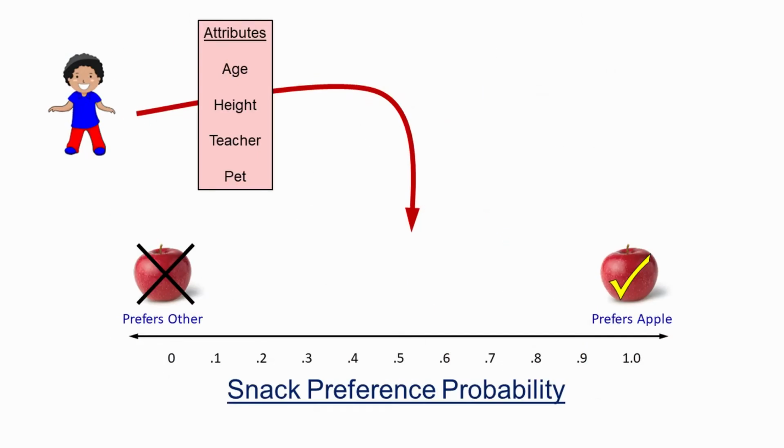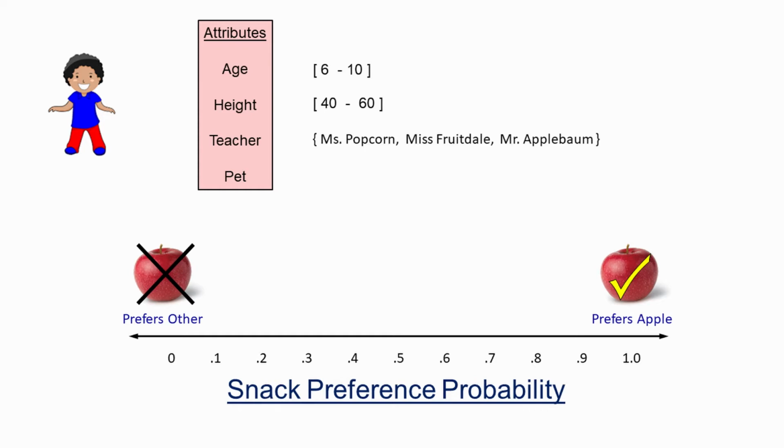For each pretend kid, we'll imagine that they have 4 attributes that contribute to a probability that they'll want an apple snack versus other snack. Each kid ranges in age between 6 and 10. Each kid has a height between 40 and 60 inches. Each kid has one of 3 teachers, Mr. Applebaum, Miss Fruitdale, or Ms. Popcorn. And each kid has a pet. The pet can be a turtle, a fish, cat, or dog.